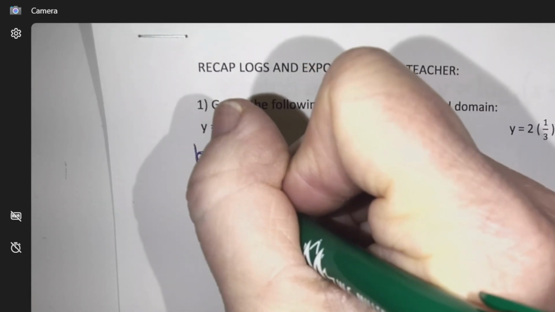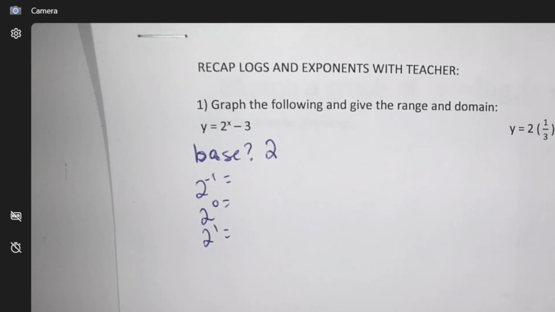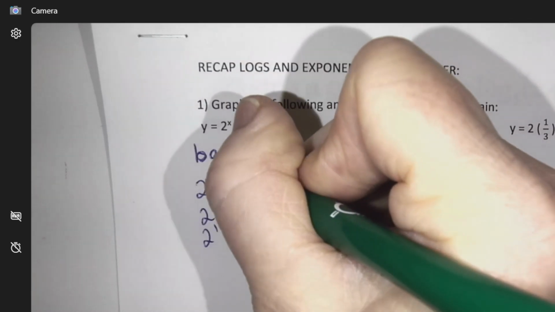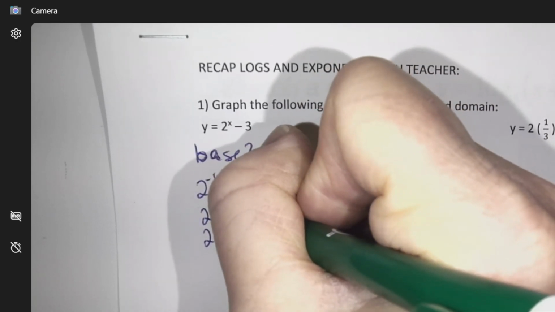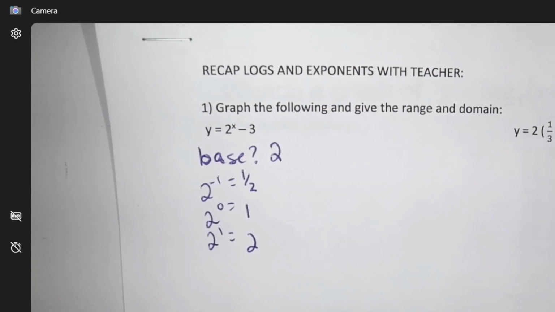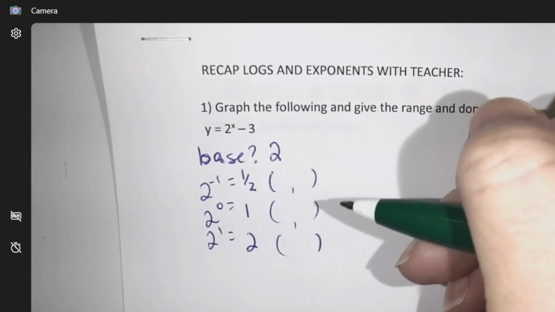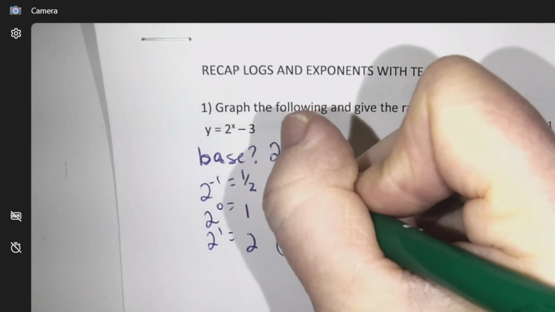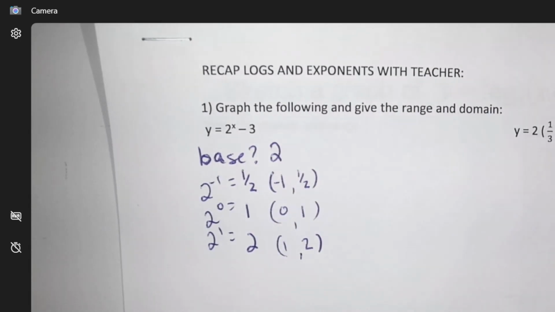2. So I go 2 to the negative 1, 2 to the 0, 2 to the 1. 2 to the negative 1 is a half. 2 to the 0 is 1. 2 to the 1 is 2. Because this is an exponential, how should I write my coordinate? Exponent, comma, results. Input, output.